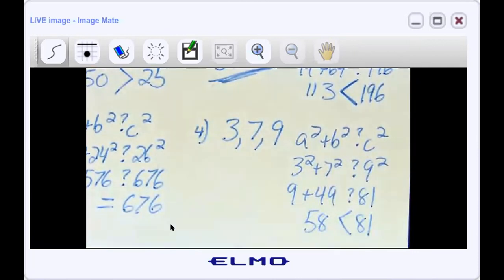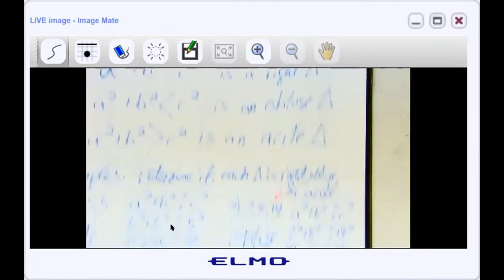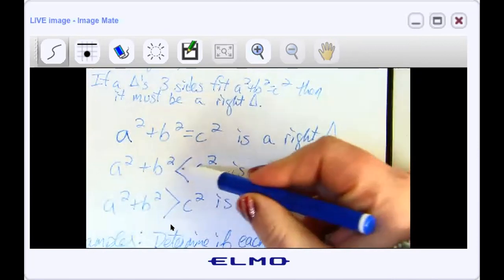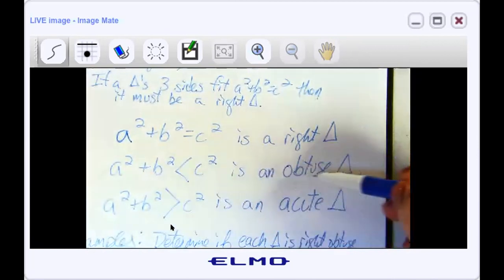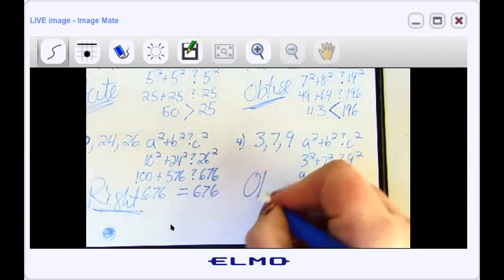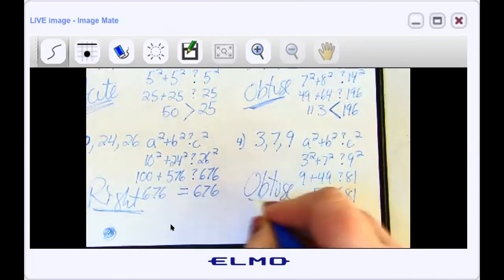So if I go back up to that listing, and c squared is the biggest thing, so this over here is the biggest chunk. If I scroll back up to where we wrote all this down, when c squared is the biggest, like it is right here, that means I have an obtuse triangle. Okay, so let's write down that this thing was obtuse. And that's how that works, okay?